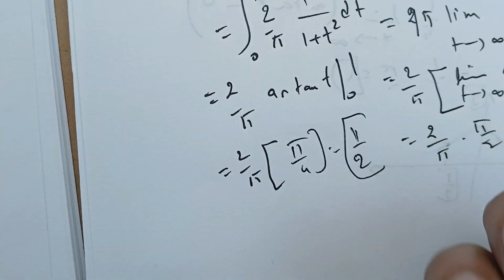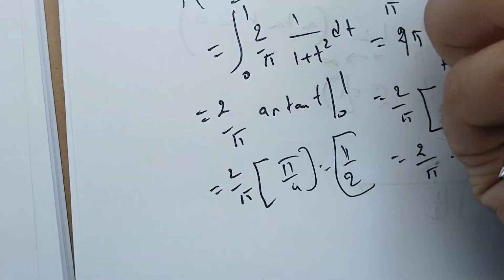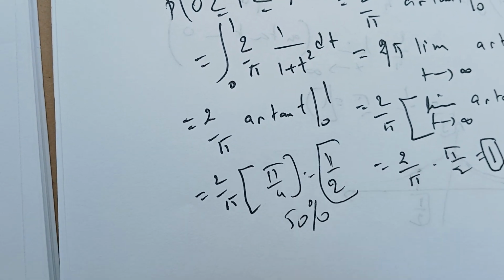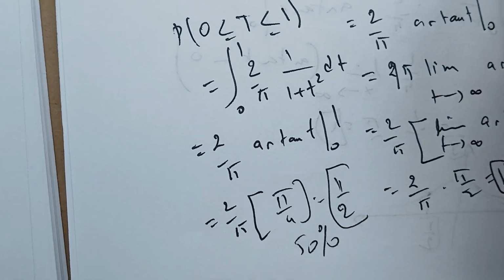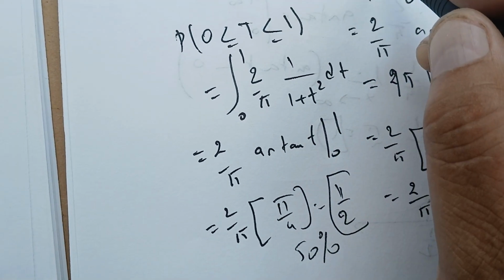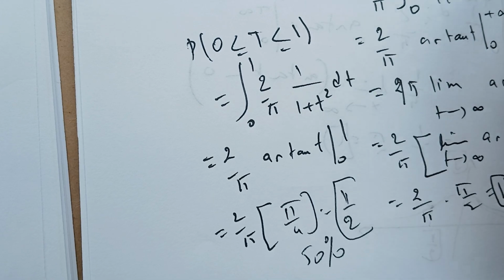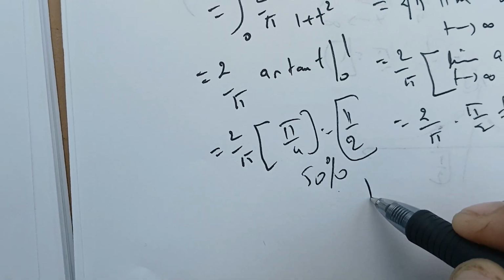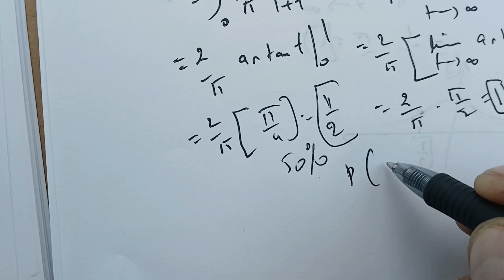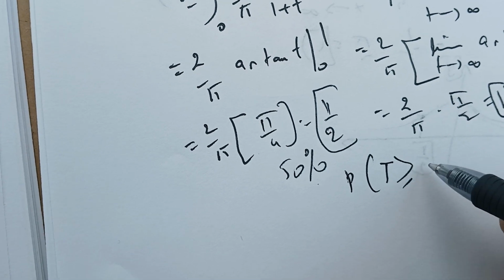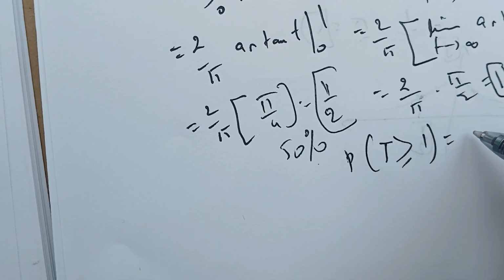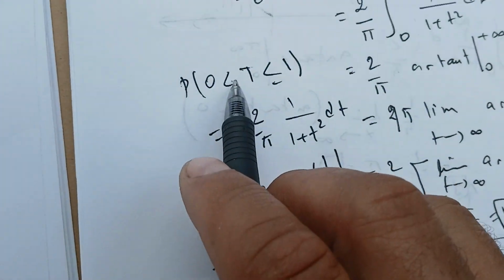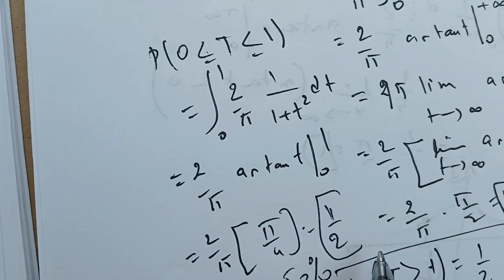So the probability that I'll be waiting for this bus less than 1 hour is 50%. The probability that I'll be waiting more than 1 hour is 50% as well. It's the negation of this one, so it's 1/2, because we know that the sum of these two events is 1.